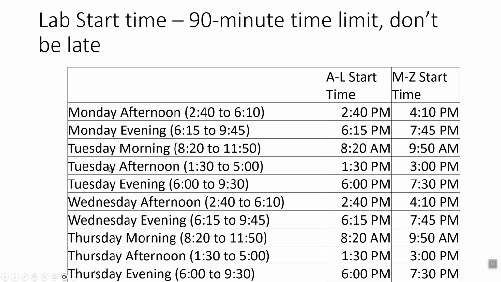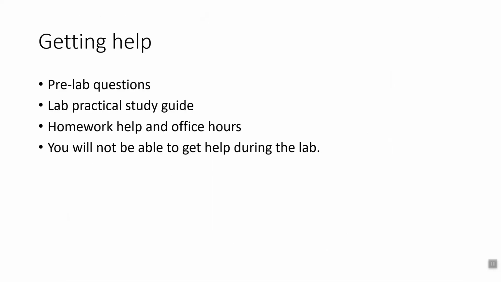All right, if you have lab on Tuesday evening, if you have A to L last name, you're going to start at 6. If you have M to Z, you're going to start at 7:30. So basically, if you start at 6, there's going to be another group there at 7:30. You have to be done at 7:30. There will be no extra time awarded for that.